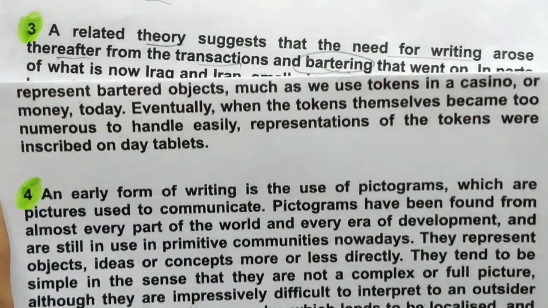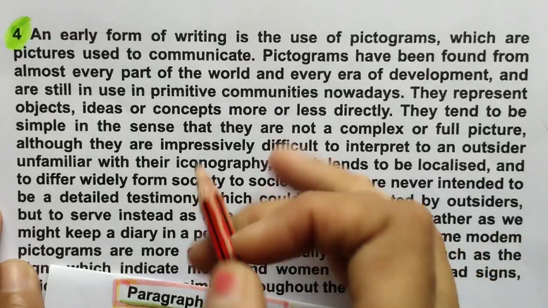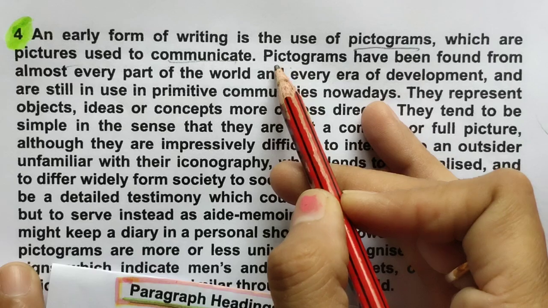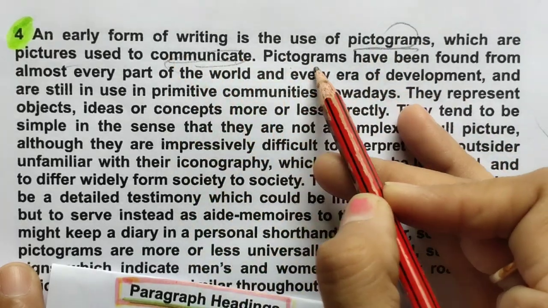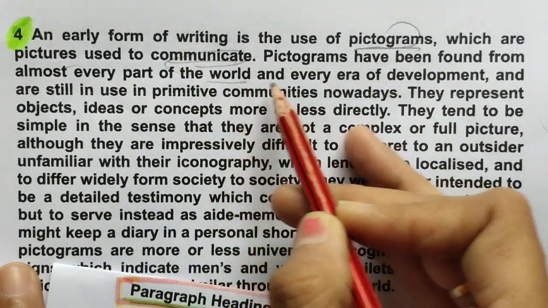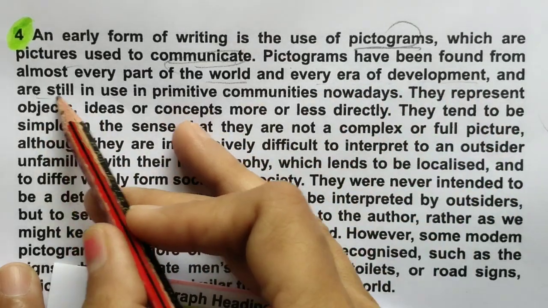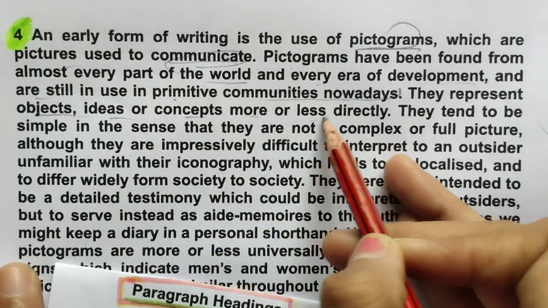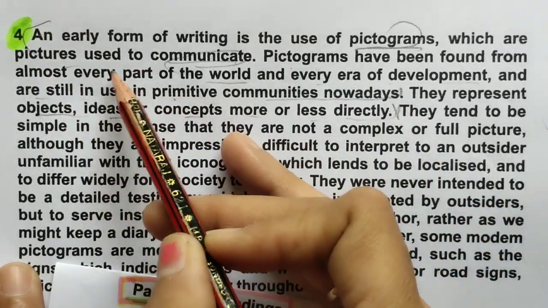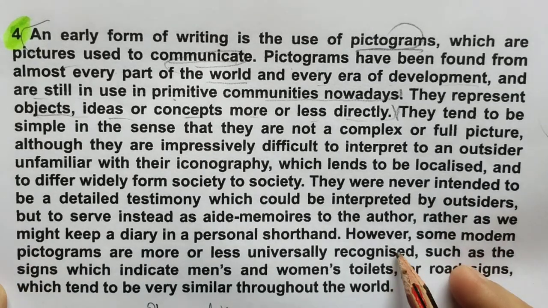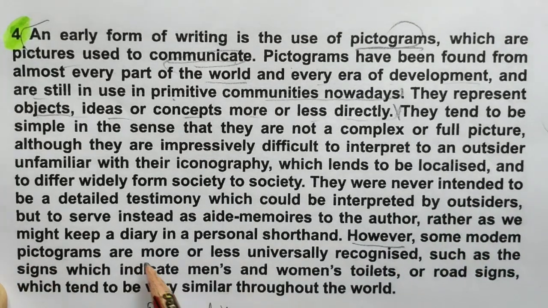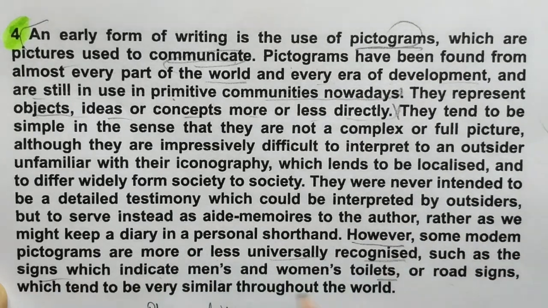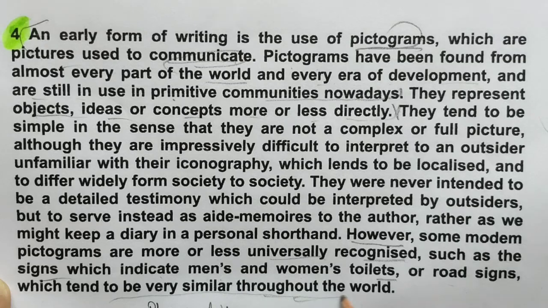Now coming to the fourth paragraph, you read it. An early form of writing is the use of pictograms, which are pictures used to communicate. Pictograms have been found in almost every part of the world and every era of development, and are still used in primitive communication nowadays. They represent objects, ideas, concepts more or less directly. Okay, now let's try to match. And the last line also we can read. However, some modern pictograms are more or less universally recognized, such as the signs which indicate men and women, toilet and so on, and tend to be very similar throughout the world.